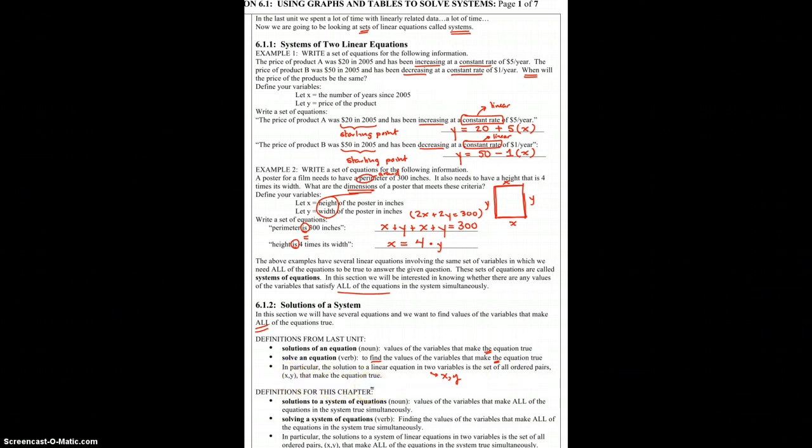These definitions are slightly different for this chapter because now we're looking at a system of equations, a set of more than one equation. So solutions will be values of the variables that make all of the equations in the system true, and solving will entail finding the values of the variables that make all of the equations in the system true simultaneously. In particular, the solutions to a system of linear equations in two variables will be the set of all ordered pairs x, y that make all of the equations in the system true simultaneously.